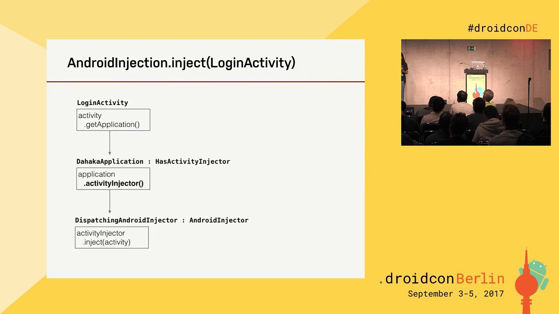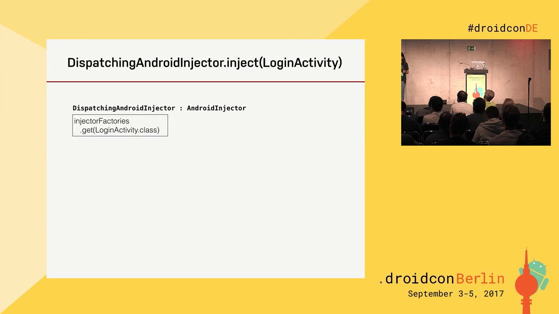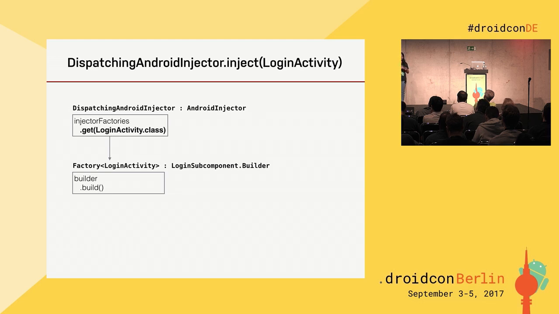When we get the application, we can get the activity injector, which is the HasActivityInjector. And we can call .inject on it. I mean, not we. Dagger is going to do this for us. And the factories that I talked about, it is going to get the factory that is a subcomponent for that particular class. And then it is going to get the build method.